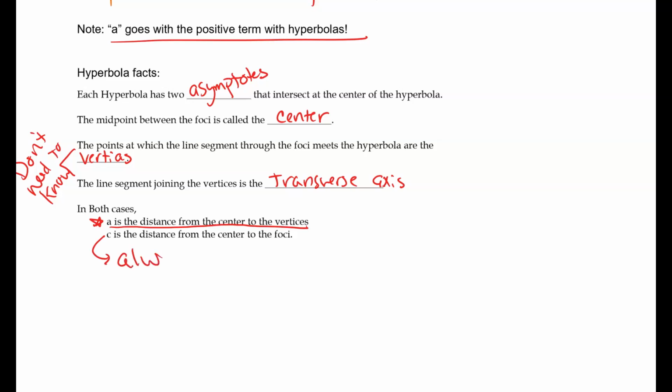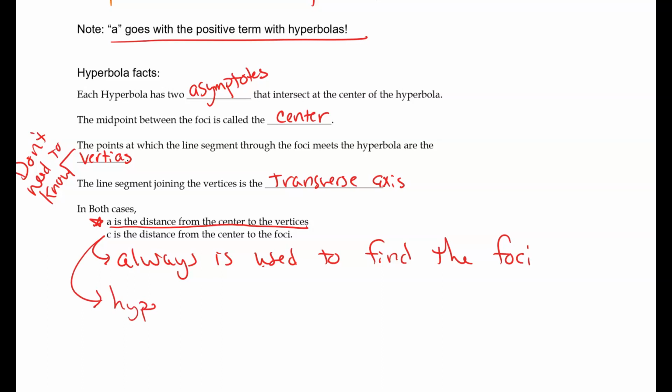C is always used to find the foci. And what I mean by that is, notice we use C to solve for it in a parabola and an ellipse. If you were going to do so in a hyperbola, if you were going to be that detailed, C is found by c squared equals a squared plus b squared. But again, you don't have to memorize that like we normally would, because I'm not asking you to worry about the foci.